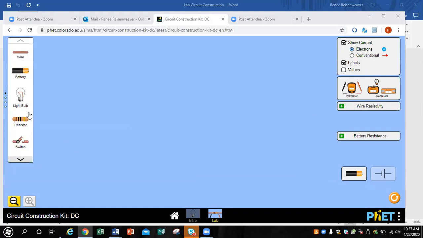So what I'm going to do is build, if you remember what circuit number 3 looked like, it had 6 volts. So I'm going to pull in my battery, twist it around. That's the direction I want to go. Nope, I think I want to go this way. That'll matter on the demonstration. All right, so there's my battery.